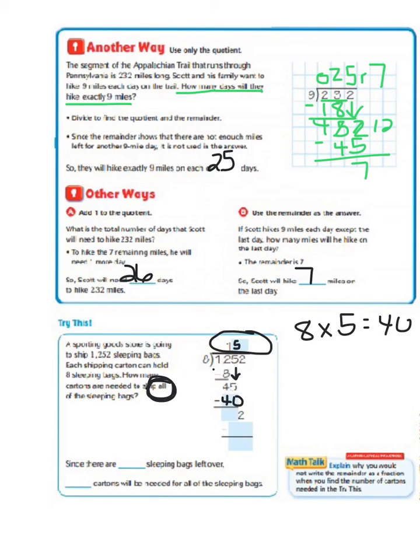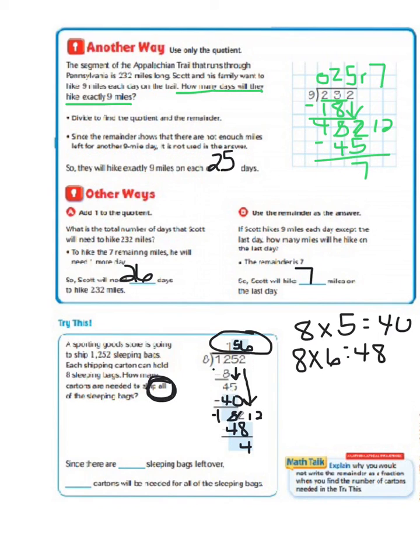leaves us with 5. We bring down our 2 for our ones column, which leaves us with 52. 52 divided by 8, well, we know that we can multiply 8 by 6, which gives us 48. 48 does not go over our 52, so we put our 6 in the ones column. 6 times 8 is 48. Then a 12, make that a 4, and that leaves us with a remainder of 4.